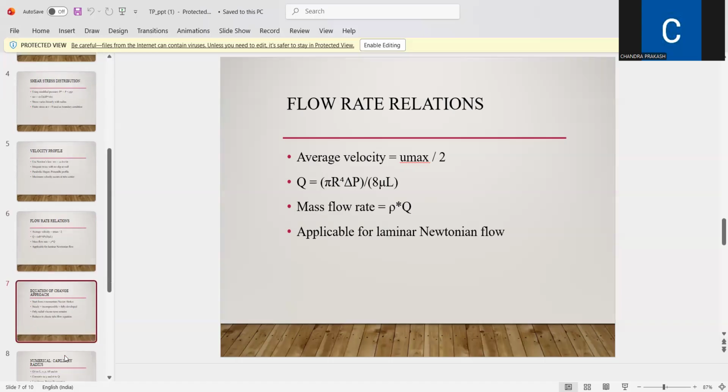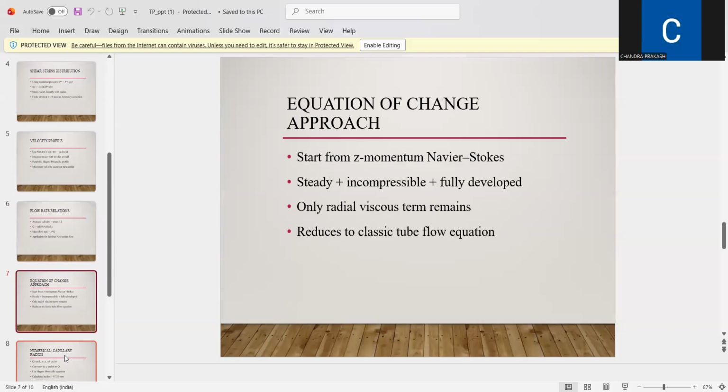Then equation of change. Now we derive the same result using another method called equation of change. Start from the Navier-Stokes equation, apply assumptions: steady, incompressible, fully developed. All terms become zero, except the radial viscous term. This simplifies to the same governing equation as the shell balance.